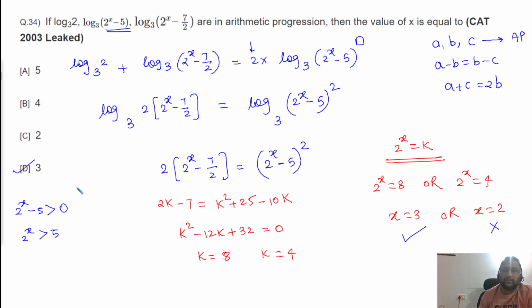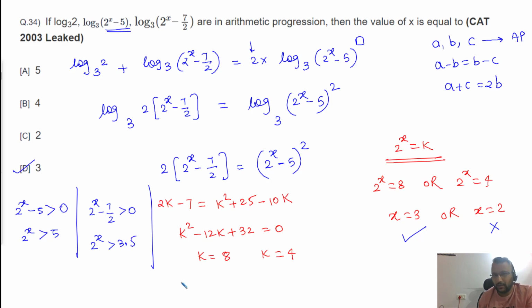Another condition over here is that the value of 2 to the power x minus 7 by 2 should be greater than 0. Let's check this condition as well. 2 to the power x should be greater than 3.5. Yes. So if we consider these two conditions, we can cancel out x is equal to 2, and then x is equal to 3 is our valid answer.